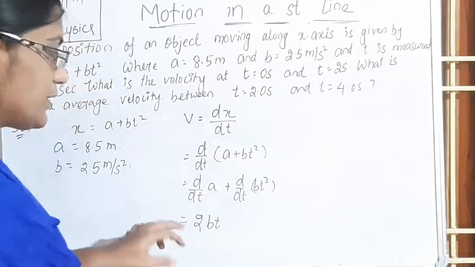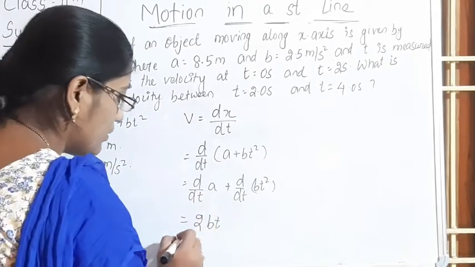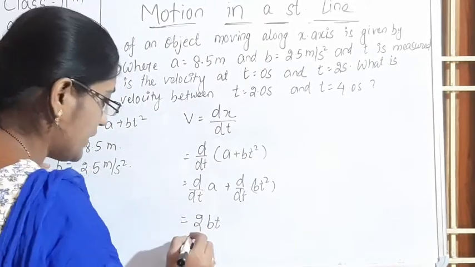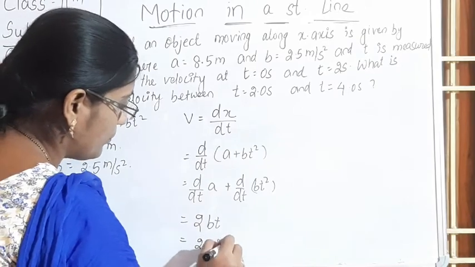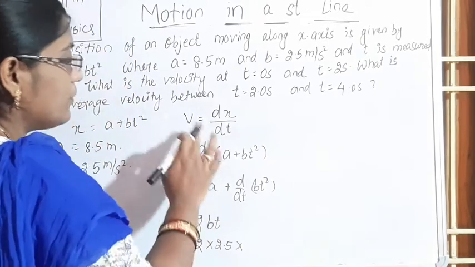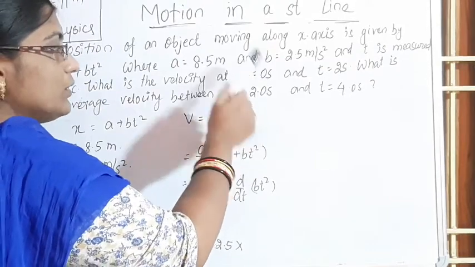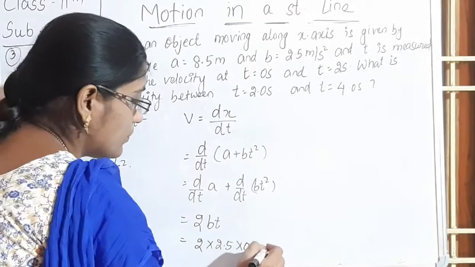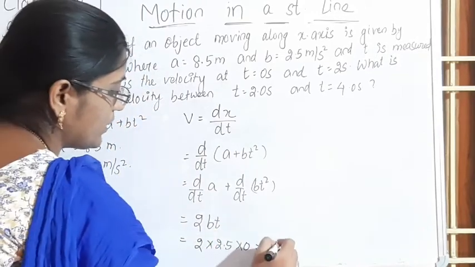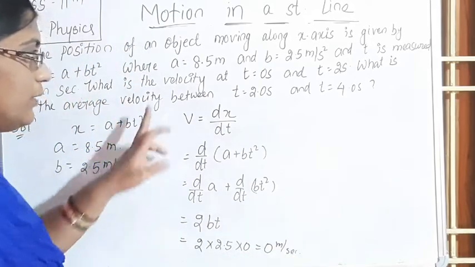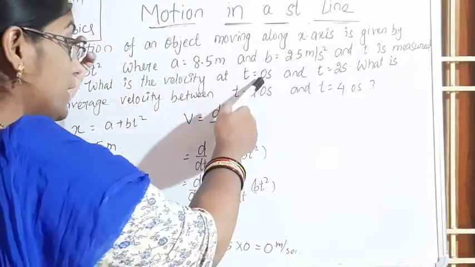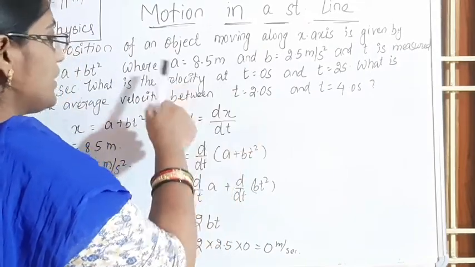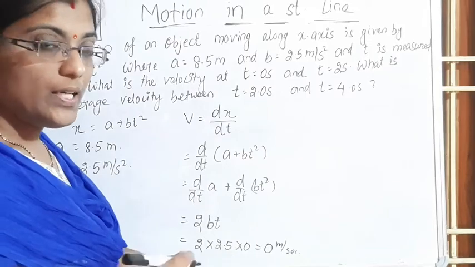Here b is given, that is 2.5 meter per second square, so 2 into 2.5 into t. First we have to find it at t equal to 0 seconds, so we put the value of t as 0. So this will be 0 meter per second in the first case, that is, at the starting of the journey, the velocity is 0 meter per second.